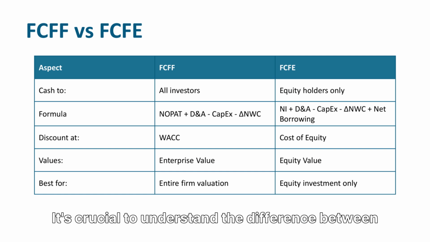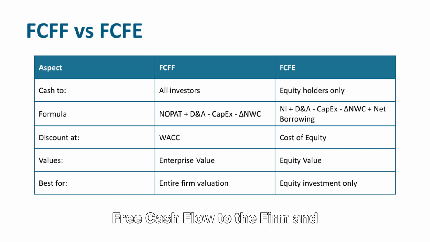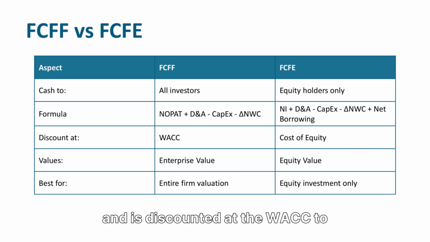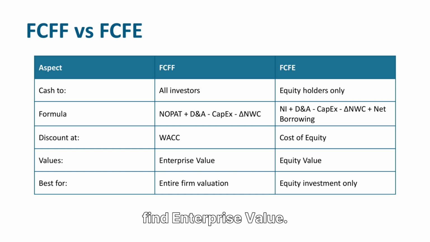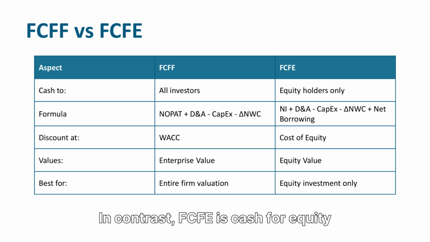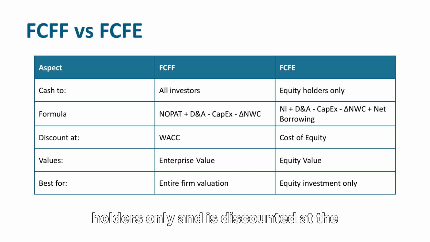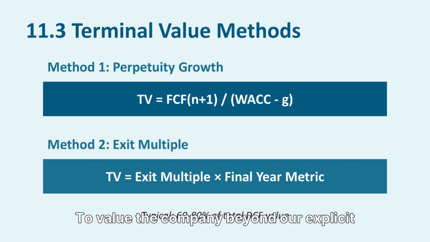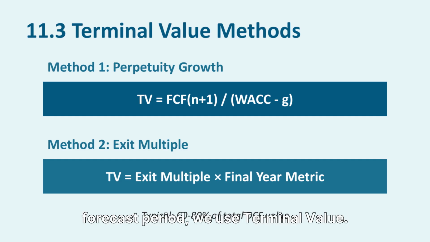It's crucial to understand the difference between free cash flow to the firm and free cash flow to equity. FCFF represents cash available to all investors and is discounted at the WACC to find enterprise value. In contrast, FCFE is cash for equity holders only and is discounted at the cost of equity to find equity value. To value the company beyond our explicit forecast period, we use terminal value.